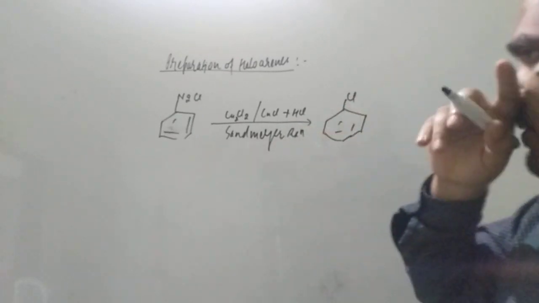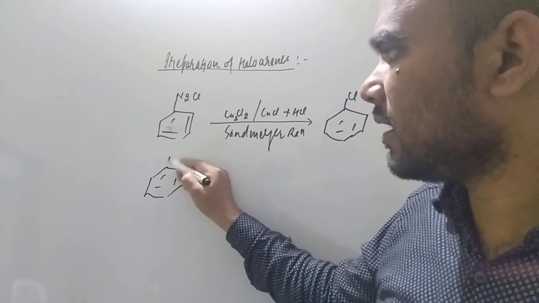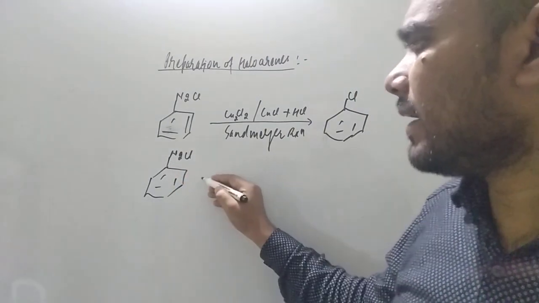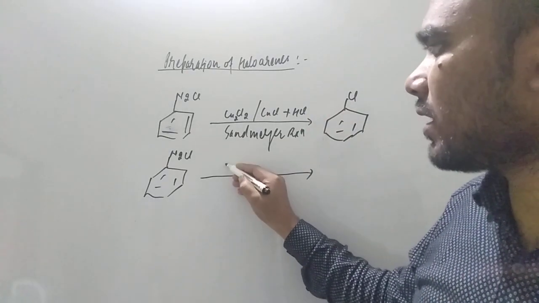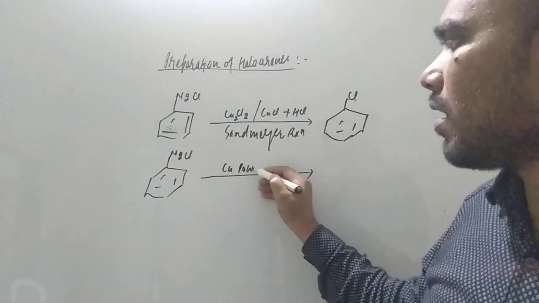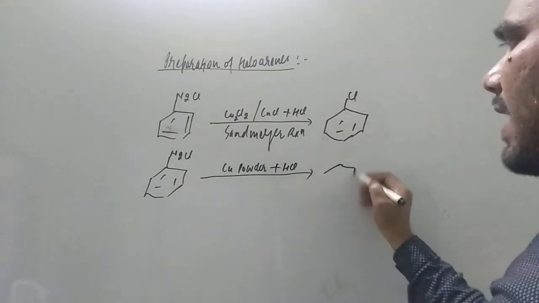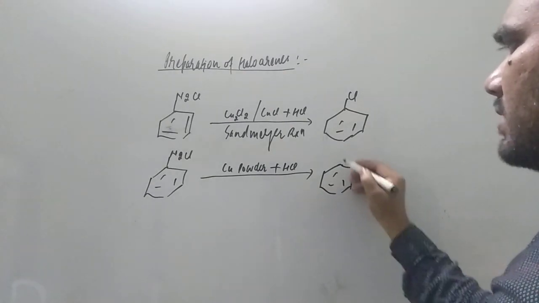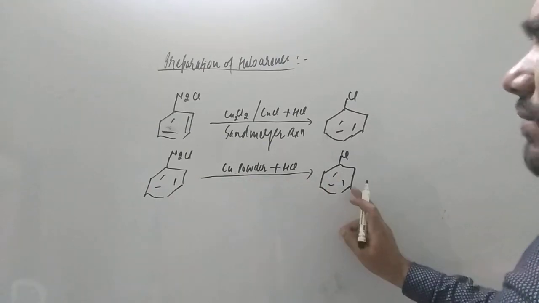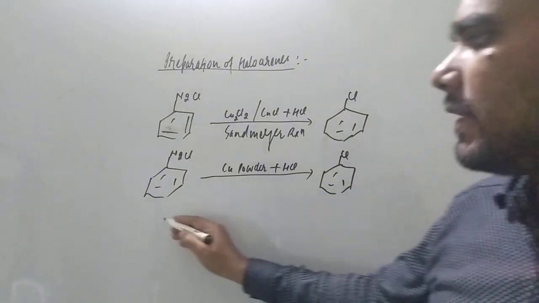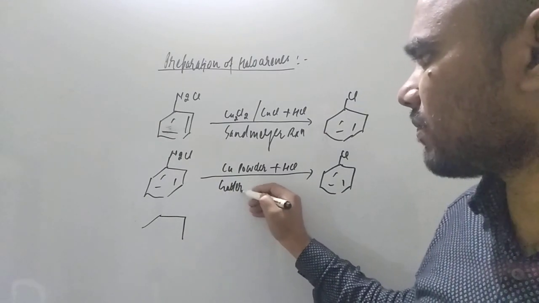If you take the same compound, benzene diazonium chloride, N2Cl, and you are heating and treating this compound with copper powder plus any acid, it will directly give chlorobenzene. So either you take cuprous chloride or copper powder, the same way you are going to get the product. This is the Gattermann reaction, student.